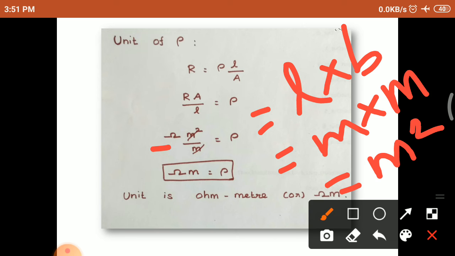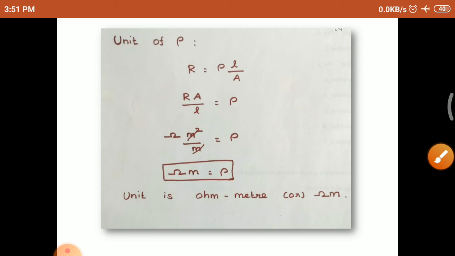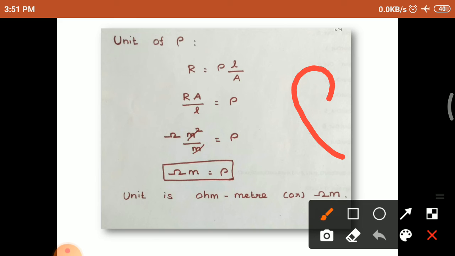By length, the length is measured in meter. So when I cancel m and m, the remaining thing is ohm and meter. So the SI unit of resistivity, which is rho, its name is resistivity. So the unit of resistivity is ohm meter. So the unit is ohm meter.